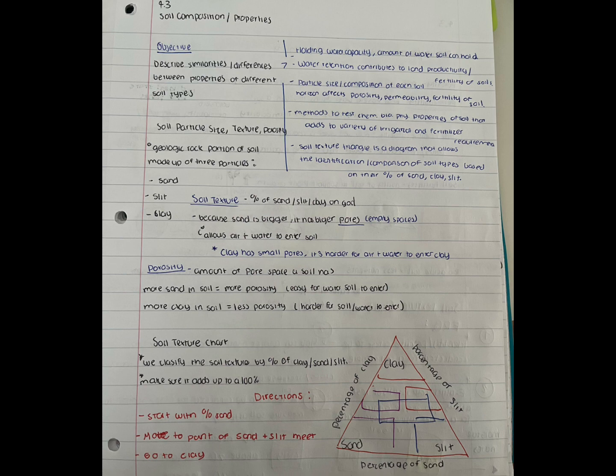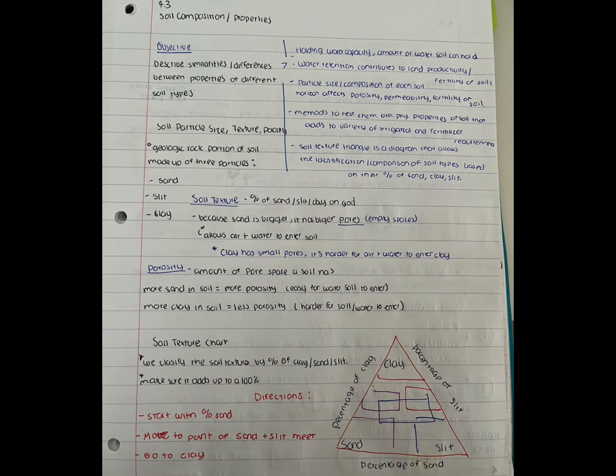Soil texture chart. Here we have our triangle, and we classify the soil textures by the percentage of clay, silt, and sand, and it makes sure it adds up to 100 when we calculate it. So the directions to calculate the percentage of clay, silt, and sand: we start with the percentage of sand, move to the part where the sand and silt meet, and then go to the clay. So there are 3 directions.